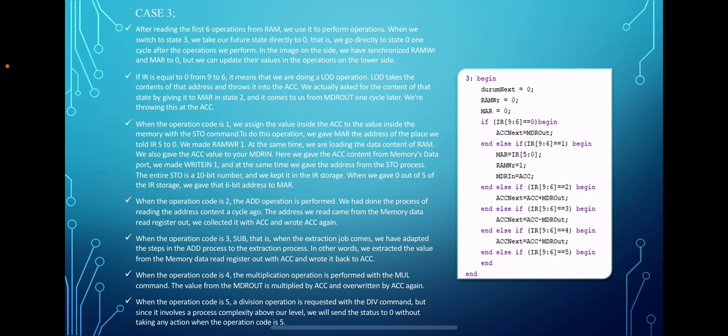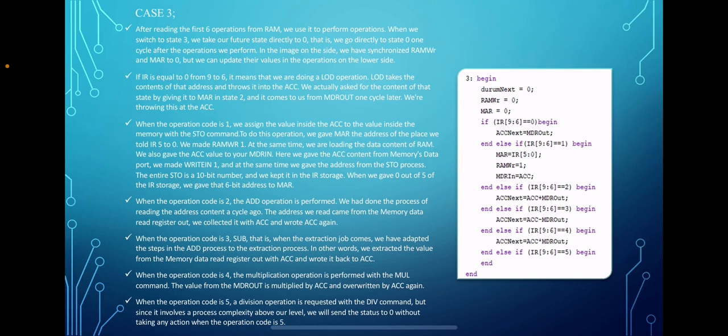When the operation code is 2, the add operation is performed. We had done the process of reading the address content a cycle ago. The address content we read came from the memory data read register out. We added it with ACC and wrote ACC again.